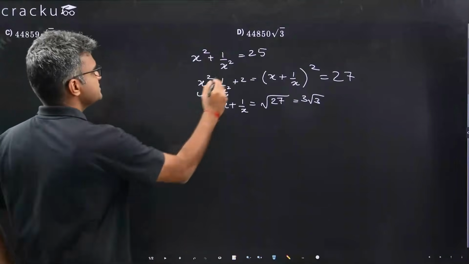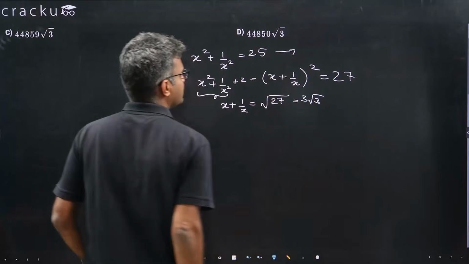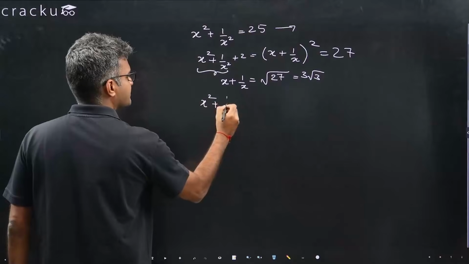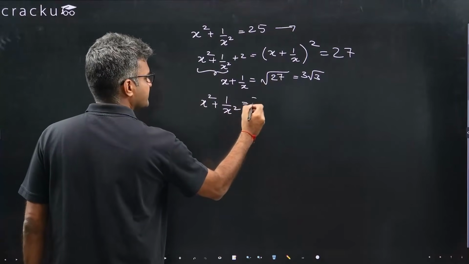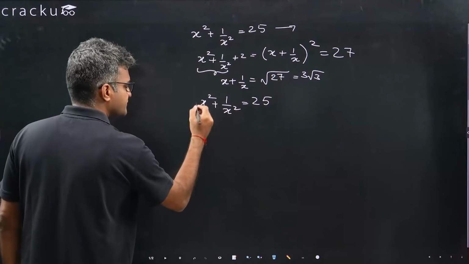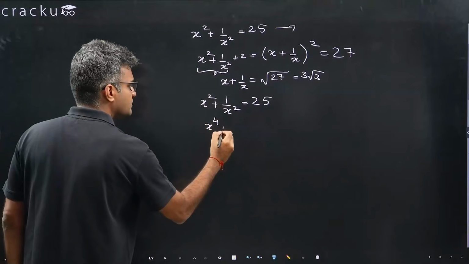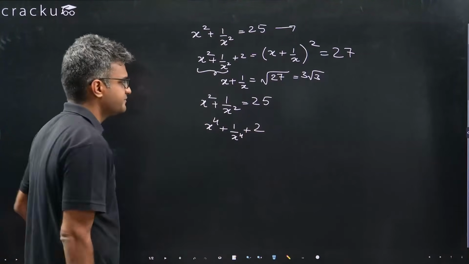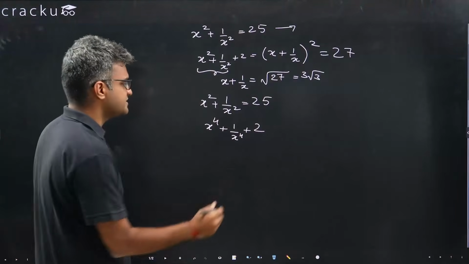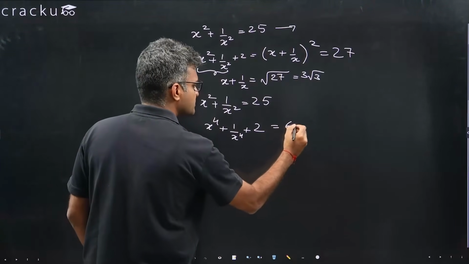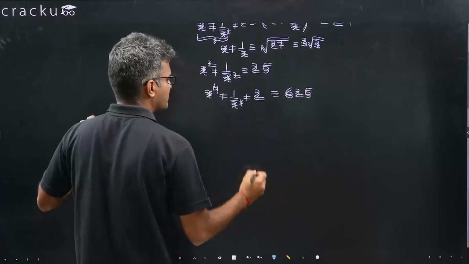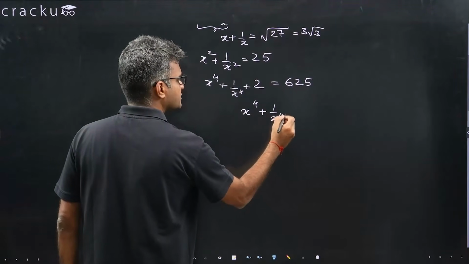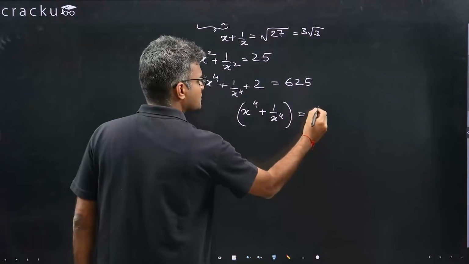So, using this, we can first calculate the value of x to the power 4 plus 1 by x to the power 4. X square plus 1 by x square is 25. So, if you square both sides, x to the power 4 plus 1 by x to the power 4 plus 2 times x square into 1 by x square is equal to 625, which is 25 square. Therefore, x to the power 4 plus 1 by x to the power 4 is equal to 623.